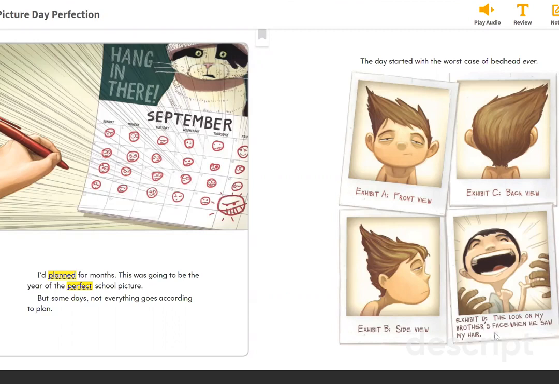He wakes up with bed hair. And so herein lies his problem. As we go through the text, we are going to be looking for how this character is going to solve this problem. We've been introduced to him. We know what his problem is.